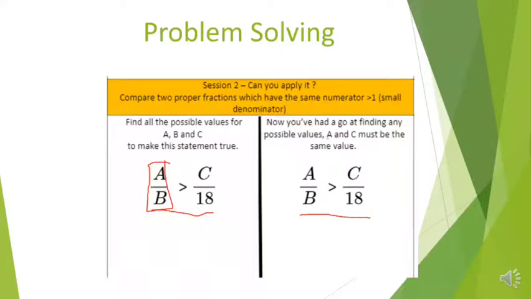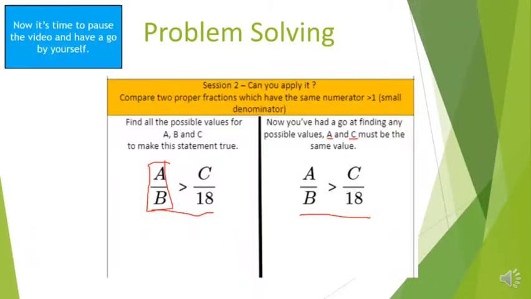However, A and C must be the same value. So A and C must be exactly the same digit or number. So if A is 7, then C must be 7, for example. Right, so what we need to do now is pause the video and have a go at doing that for yourself.